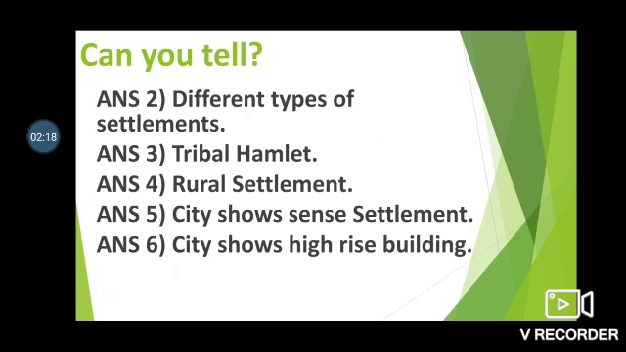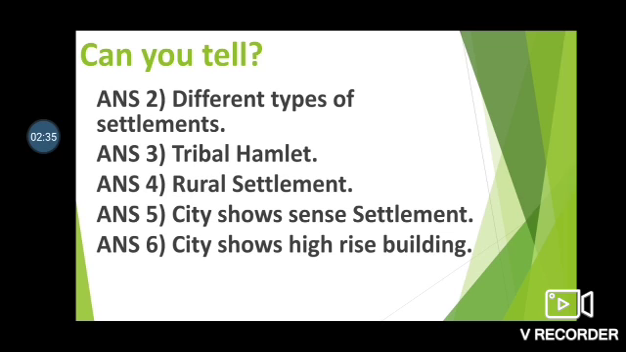From the following, assign a suitable name to each of the pictures, that is rural. Now, the first picture that you see, that is 10.2a, that is a rural settlement. The B is a city. The C is a tribal hamlet. And the D is a town.